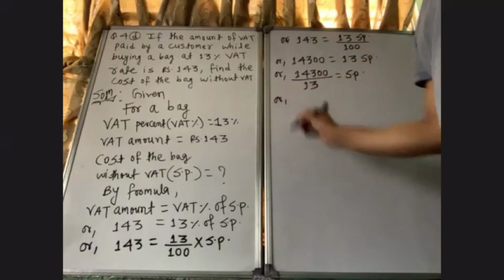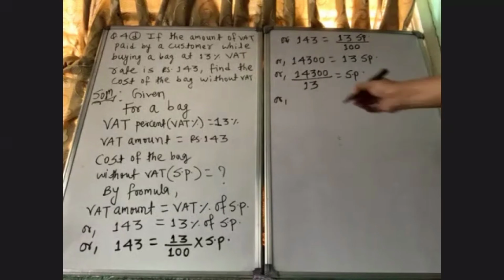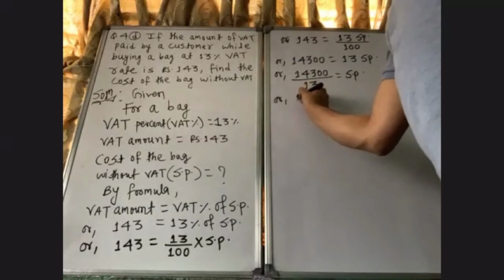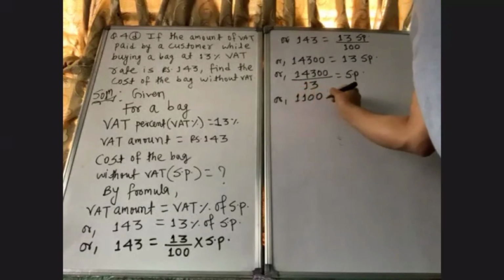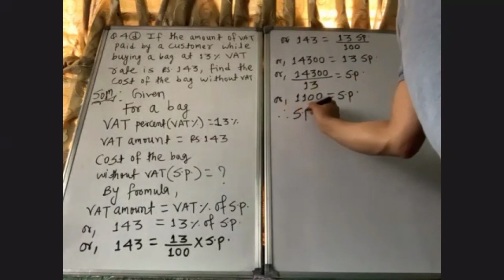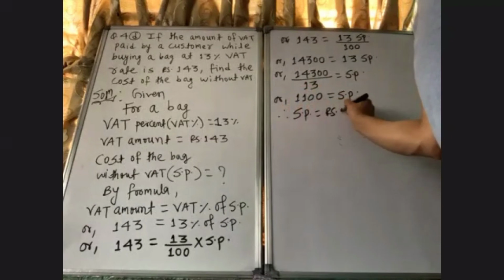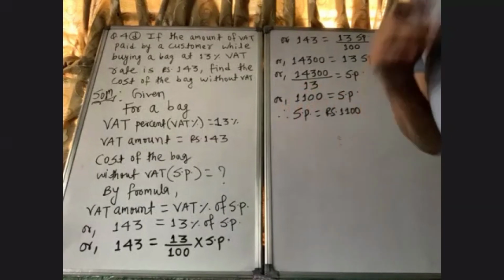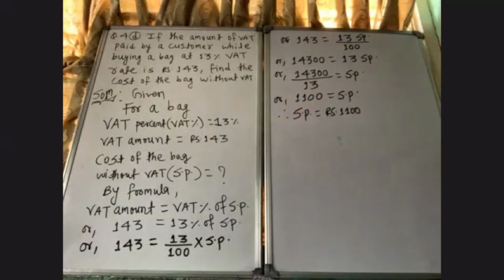So let's divide here. We got 1,100. That means 1,100 is equal to SP. Therefore, we found the value for SP. SP is equal to ₹1,100.